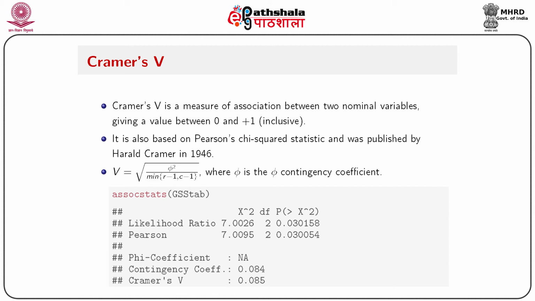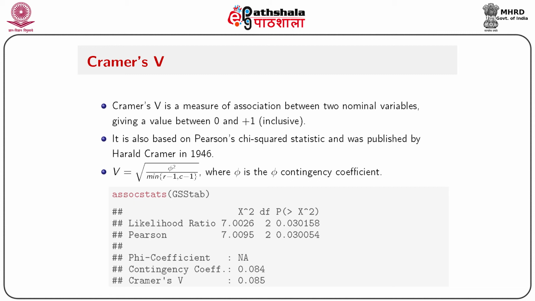Here the function that I am going to use is assocstats, and I am passing the GSS table that we used earlier several times through this function, and that function will give you the results. One is the likelihood ratio test and the Pearsonian test, and then it also provides the different coefficients that we learned about in the last few slides.